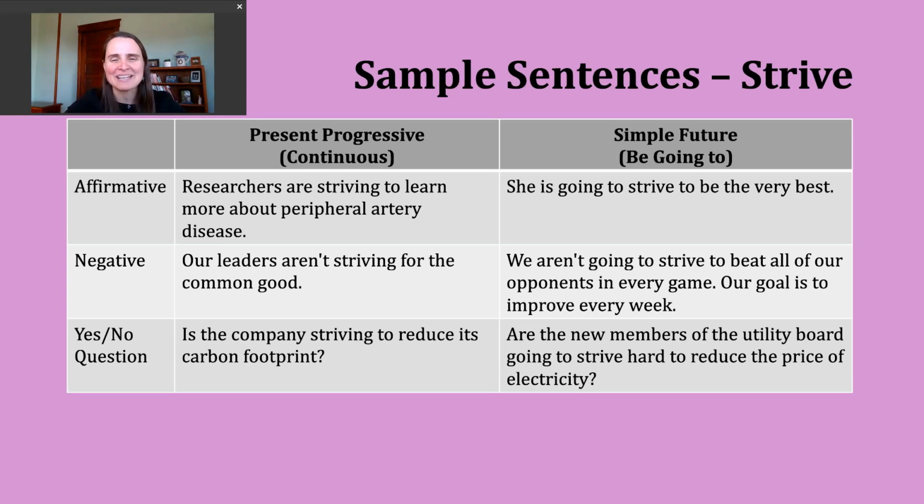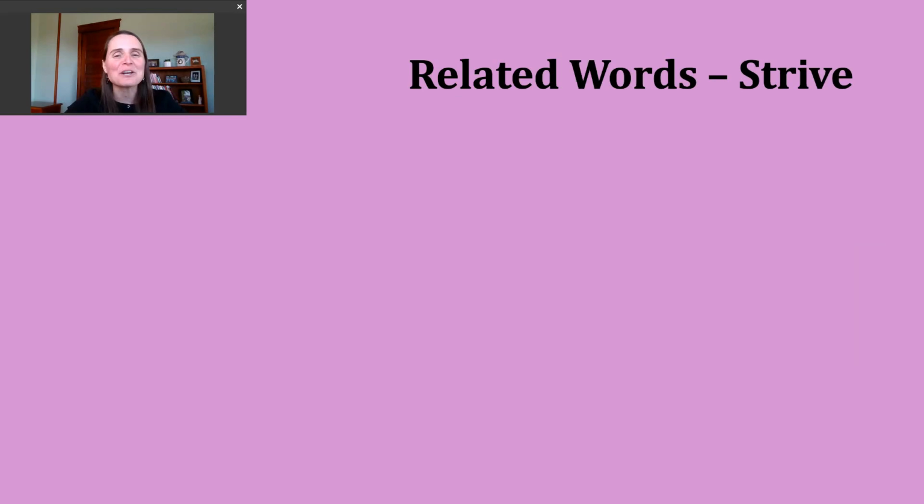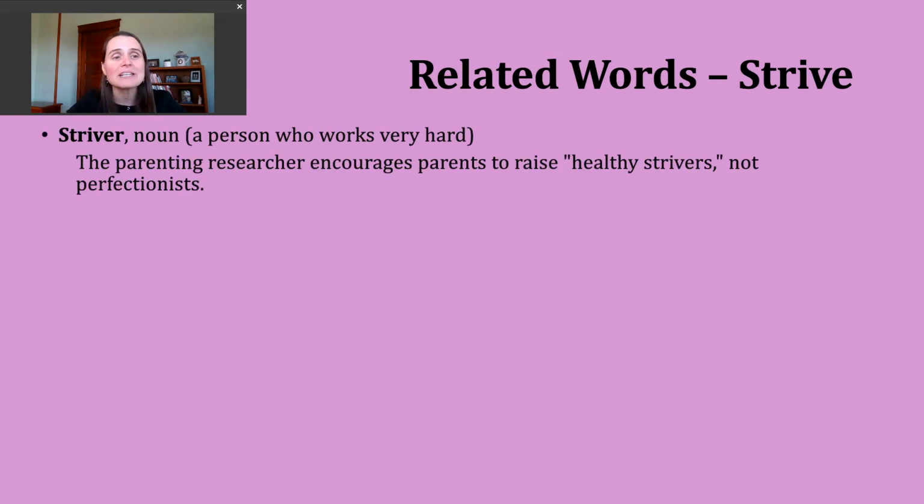Now, let's spend a moment looking at some words that are related to our verb strive. And the first word we're going to discuss is the noun form striver. You might see that suffix er. Generally, that's telling us it's a person or a thing who, and we can look back to our root word. So here it's a person who strives, someone who works very hard.